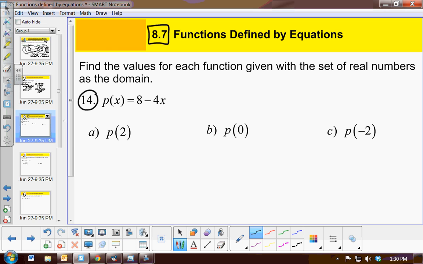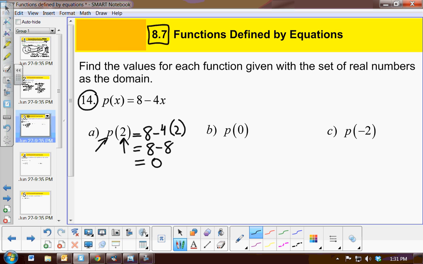Okay, so now, on this example, I'm going to do the first one with you, but then you're going to have to do B and C on your own. So this function is called P, and we're given the domain of 2. So wherever there is an x value, an input value, I'm going to substitute 2. So it's going to be 8 minus 4 times 2. So 8 minus 8, which gives me an output of 0.